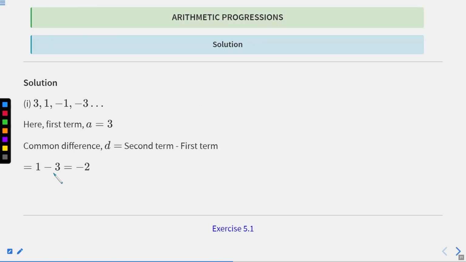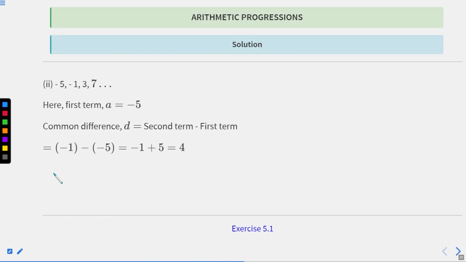So in the first one, we have been given this series 3, 1, minus 1, minus 3, and so on. So here the first term A is equal to 3. Okay, and the common difference D is equal to the second term minus the first term. The second term is 1 and the first term is 3, so 1 minus 3 is equal to minus 2. So for this AP, the first term A is equal to 3 and the common difference D is equal to minus 2. Okay, so now let us move to question number 2.